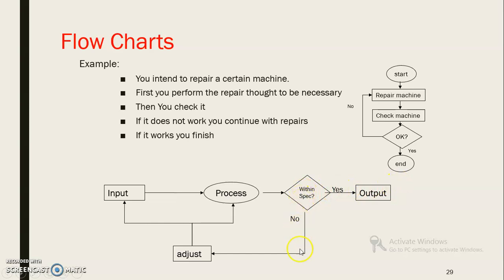But if it is not, then we need adjustment, we need feedback, we need improvement in the input, in the process, and then again it is checked, means it is a decision, yes or no, whether it is as per specification or not. If yes, then that will be the final product, right? So this is the way to represent a flow chart.